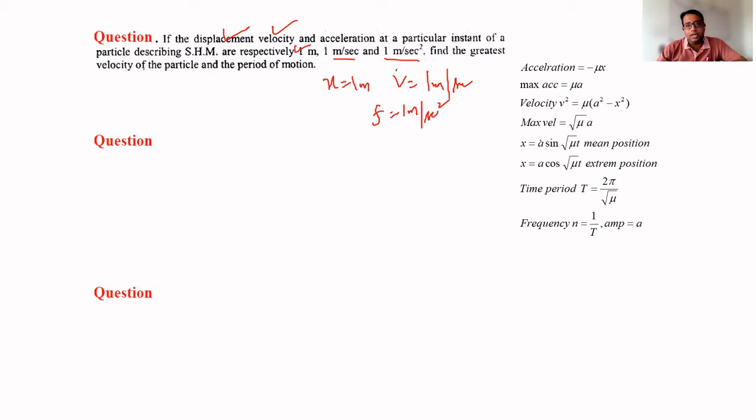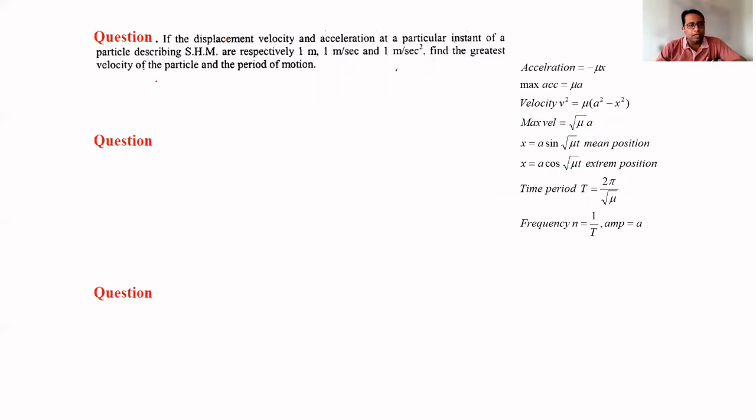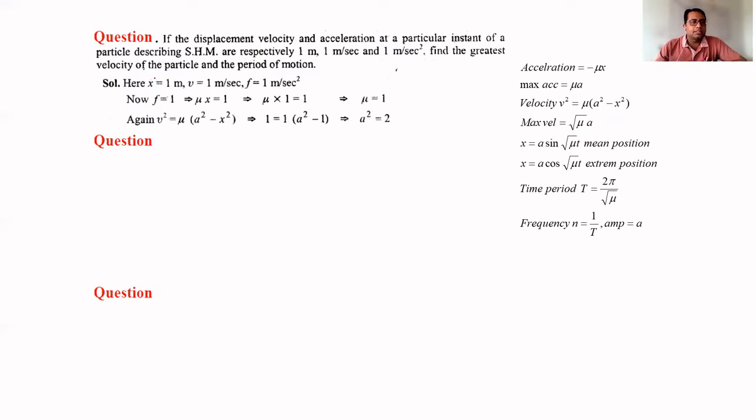And the formula for the greatest velocity is maximum velocity is root mu a. So we need the value of amplitude and we need the value of mu. So from this data, we will try to find the value of mu and a and the period of the motion. And for the time period, you also need the value of mu. So let us see how we can obtain the value of mu and a, because x is 1, v is 1, and f is 1.